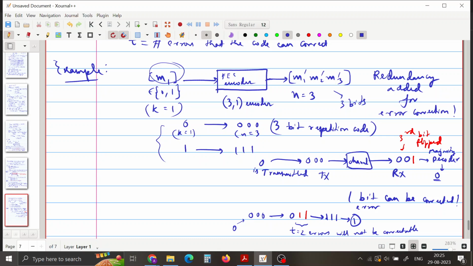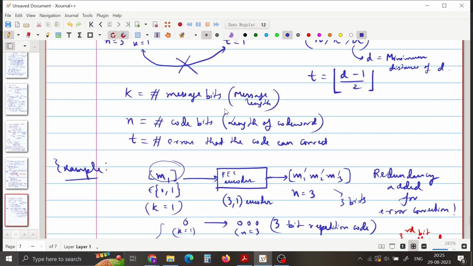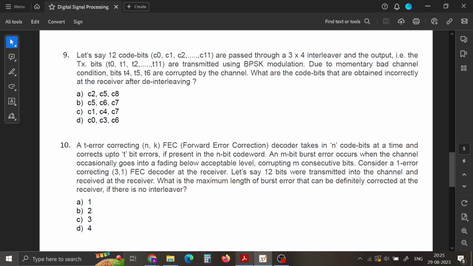For our question, we don't need to go into the details of error correction and all. We just need the concept of interleaver, which I already discussed. Based on the definition already given, out of n consecutive bits, if I can correct t bits, that's fine. If t bits are in error, I can correct.